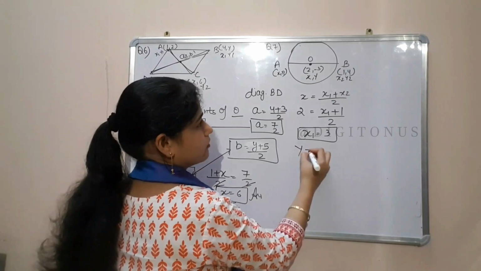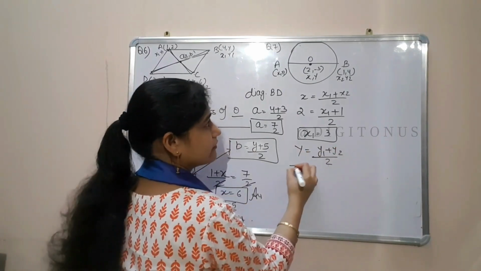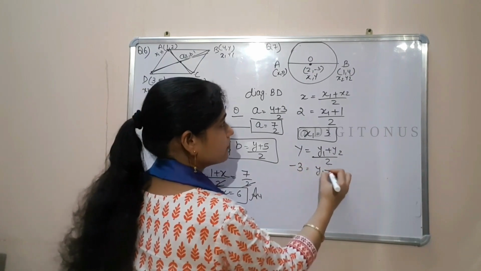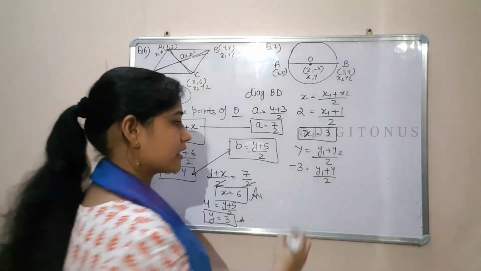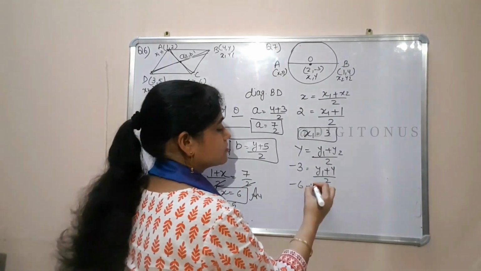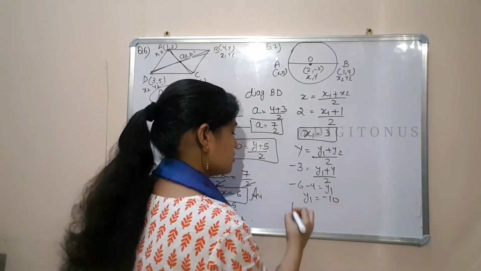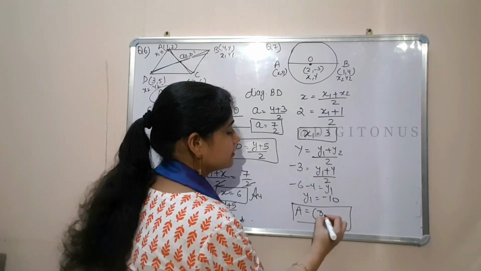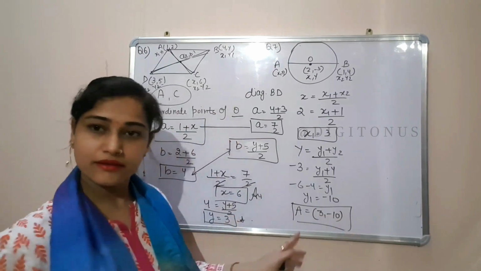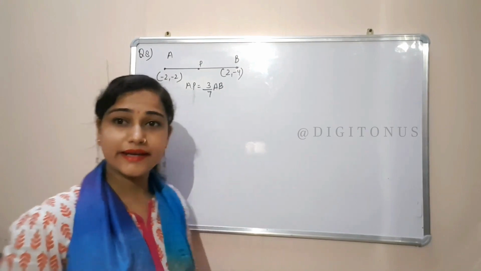Now we will apply it for y, y1 plus y2 upon 2. The y value is -3, y1 plus 4 upon 2. 2 into -3 is -6, and -4. It means the y1 value is -10. So the coordinates of A are 3, -10. Fine? Clear? Now question number 8.